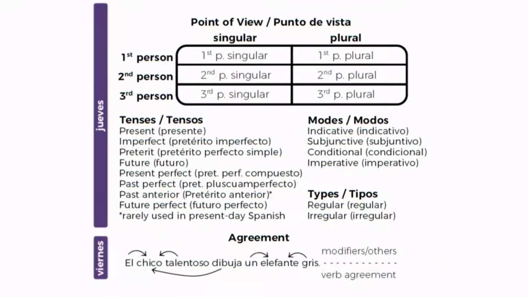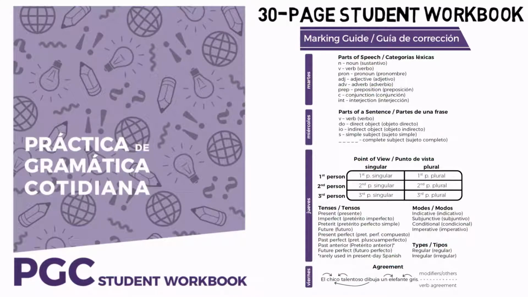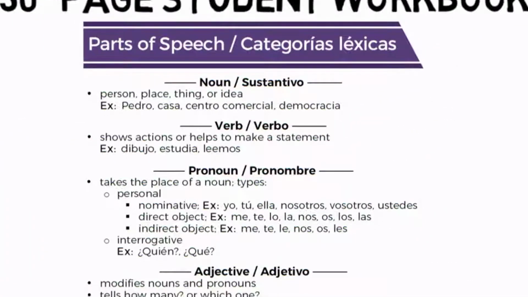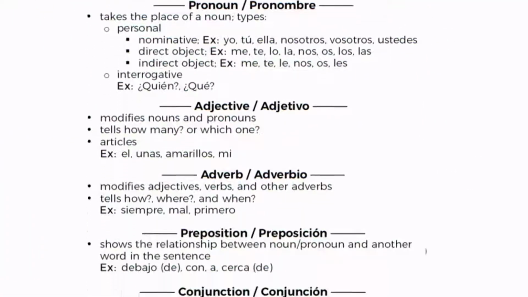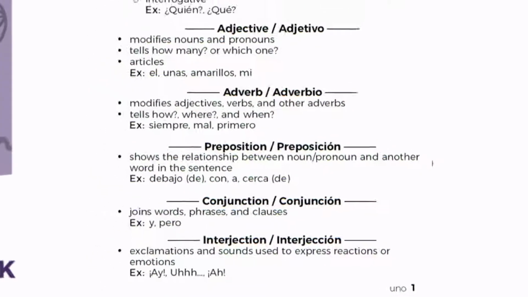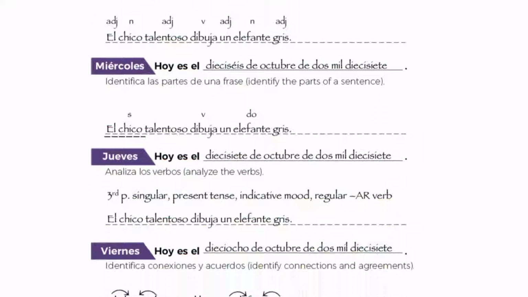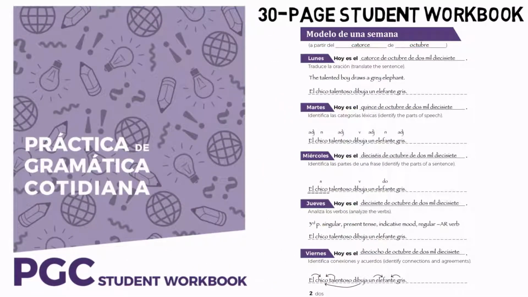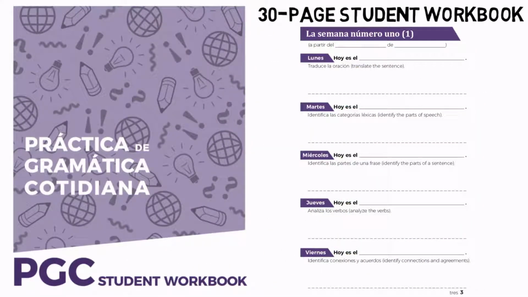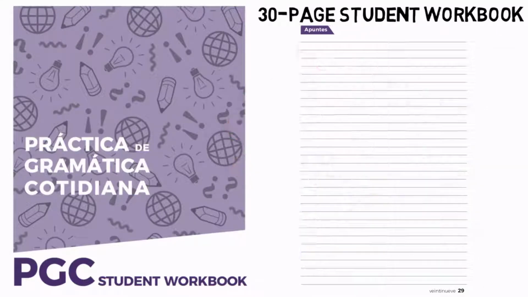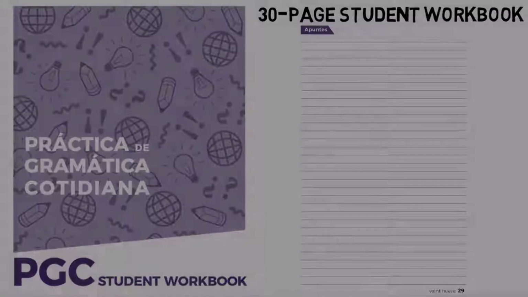In addition to the marking guide, included is a quick review of all the parts of speech, how they're used in sentences, what their purposes are, and then some examples of them in Spanish. A model week is also included, so students can go back and reference what their work should look like. There are 20 of these included for 20 weeks of bell ringers, and of course, I provide room for notes in the back in case students are learning something new.